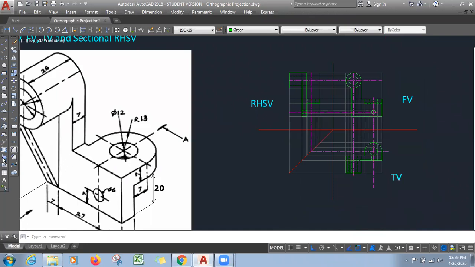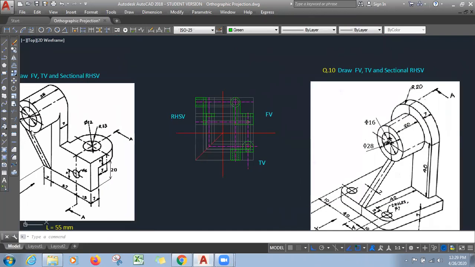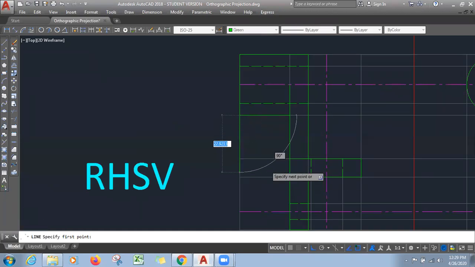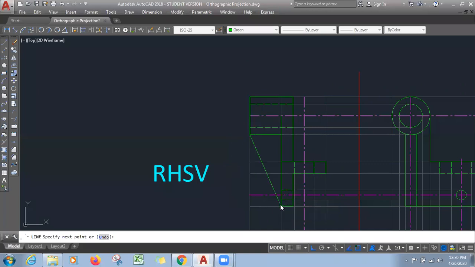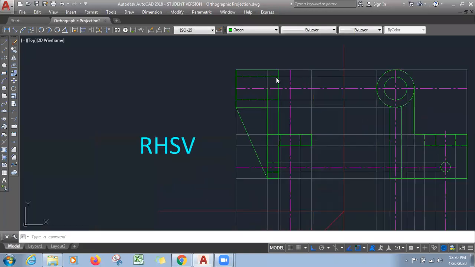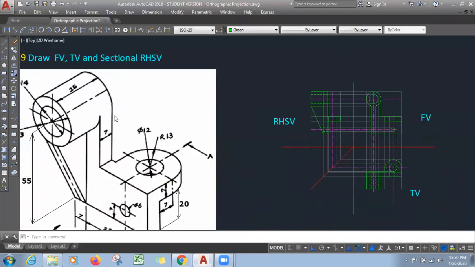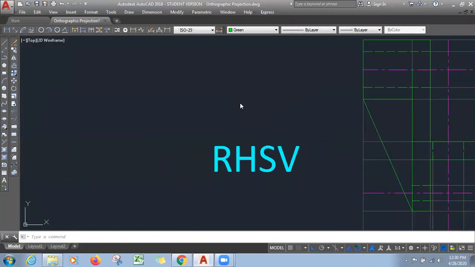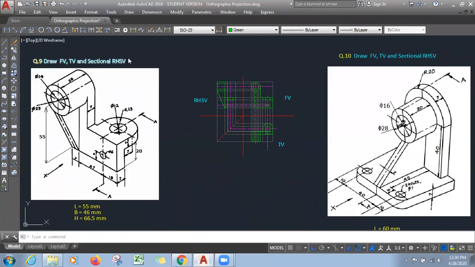Now see if anything is remaining. This rib is starting at the bottom level of the circle and it will end at this level. You see where it starts at this point, and ends at the bottom at this place. Okay, so this becomes my side view. You see anything remaining? Nothing, all dotted, everything is covered. Now once we have this, what they have said is sectional right hand side view.